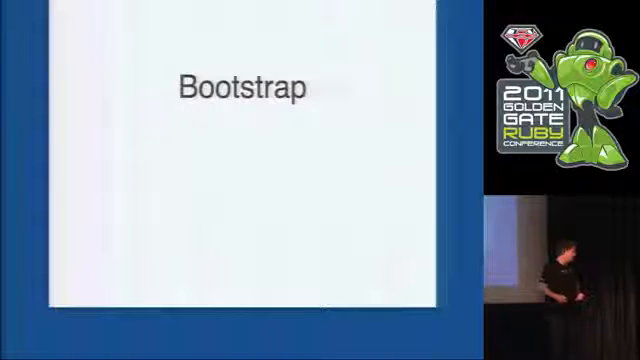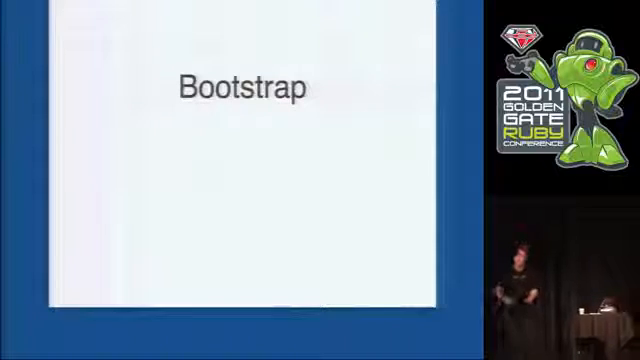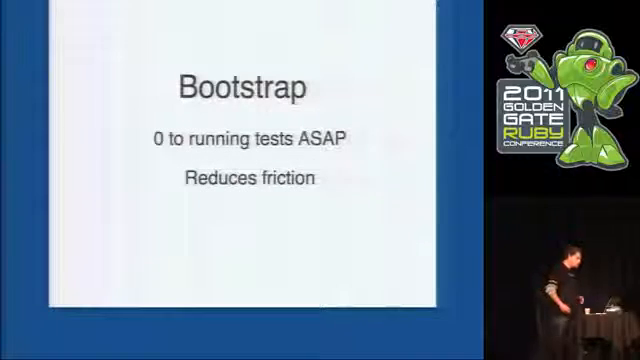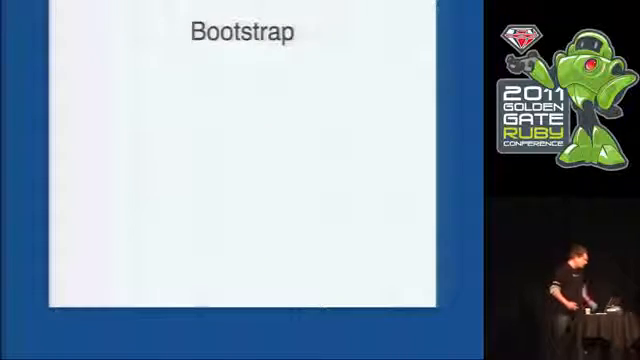So I created a really simple gem called Methadone that does that, but you can create one that's just however you want to do it. But the point is to be able to go from 0 to running tests in like 2 seconds. Right, it reduces friction and it makes it really easy. So let's see that.